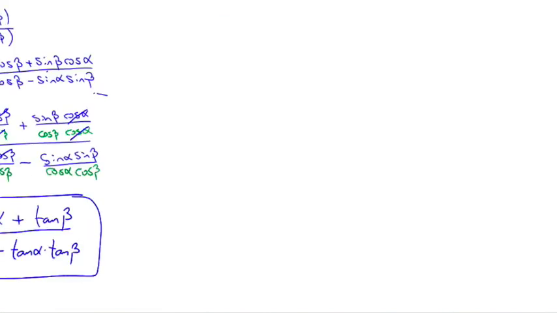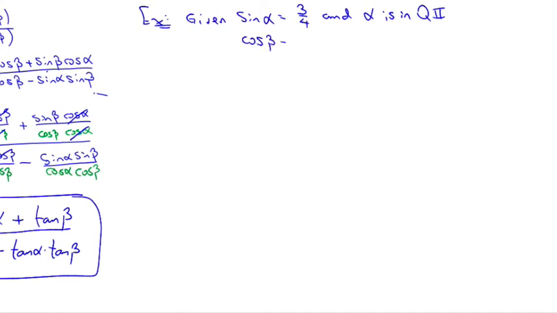Now, I don't ask a lot of identities with this stuff, but I do ask these weird questions. For instance, given the sine of alpha is equal to 3 over 4, and alpha is in Q2. Cosine of beta is equal to negative square root of 5 over 5, and beta is in Q3.